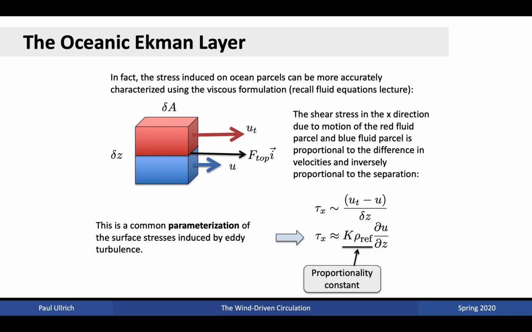Because of contact being made along the surface of these fluid parcels, they induce a frictional force in the flow direction. The shear stress is then going to be proportional to the difference in velocities and inversely proportional to the separation. That is, we have tau sub x is proportional to (u_t minus u) all over delta z. Introducing a proportionality constant here, namely k times rho reference, we then have tau x is approximately equal to k rho reference ∂u/∂z in the limit of small delta z.